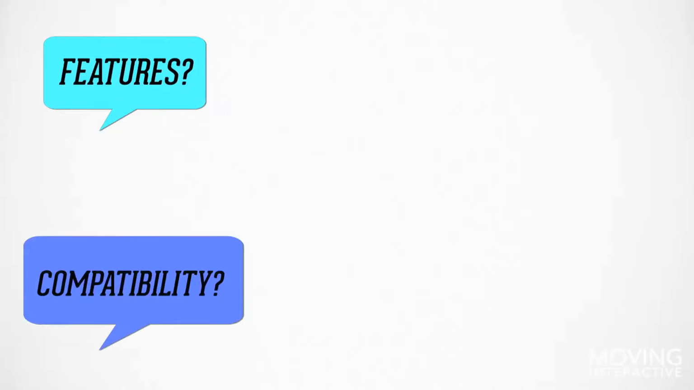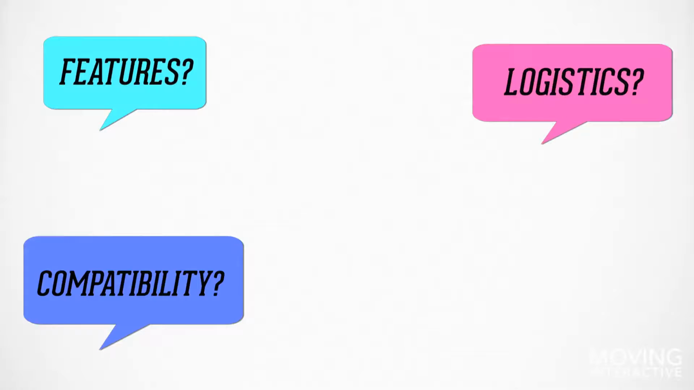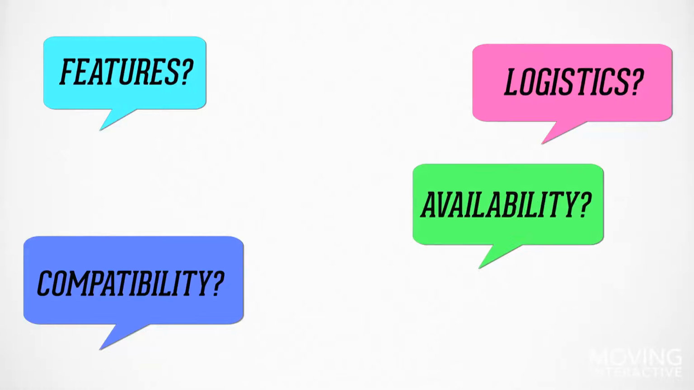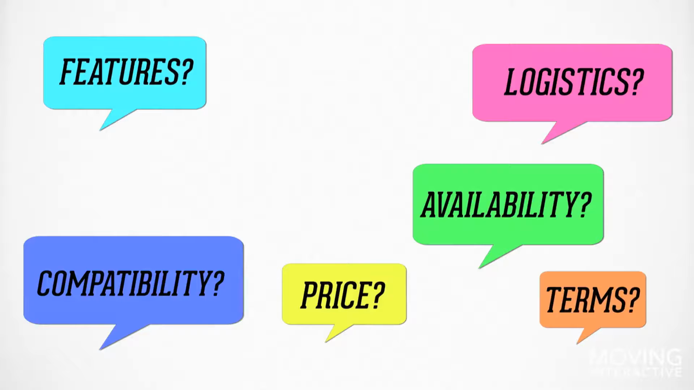The range of topics can be broad, but will often fall into these key categories. 1, features. What does your product do and not do? 2, compatibility, not just for technology. Can this car be used to tow my boat? 3, logistics. How does it get delivered, installed? How long does it take? 4, availability. 5, price, and not just the base price, but add-ons, ongoing fees, etc. 6, terms, warranty, guarantee, shipping, delivery, other charges.